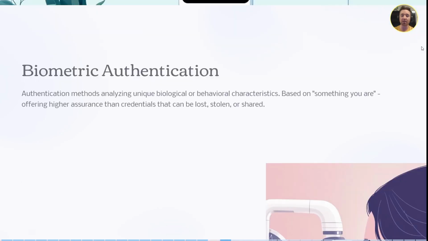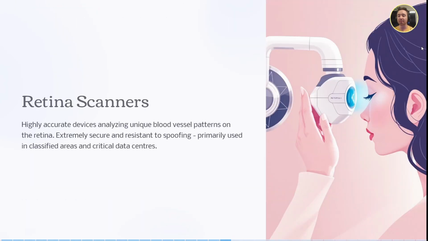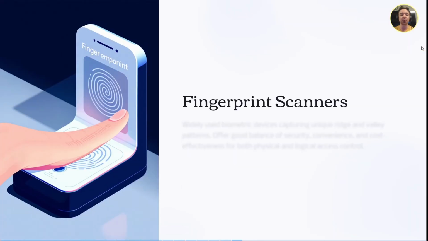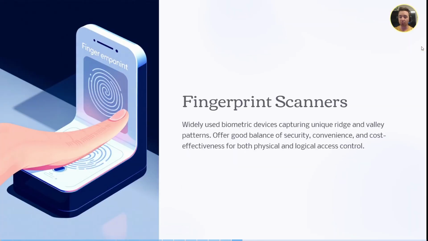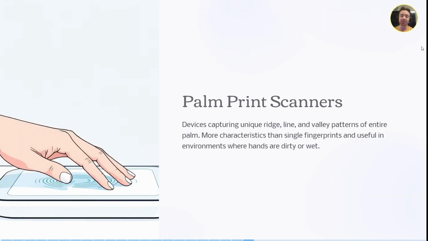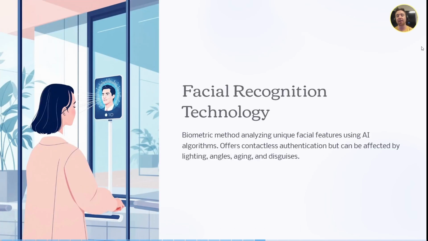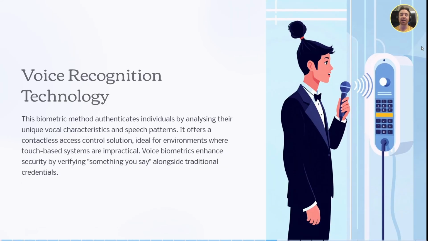Things that you are. So specifically, you can have a retina scanner, which will scan your eye. You can have a fingerprint scanner, which will scan your fingerprint. You can have a palm print scanner, which will scan your palm. And you can have facial recognition technology, which will scan your face. Or you can have voice recognition technology as well, which will scan your voice. You've often likely had to do that to authenticate when you call your bank to do something. They usually use voice recognition technology to make sure you are who you say you are.